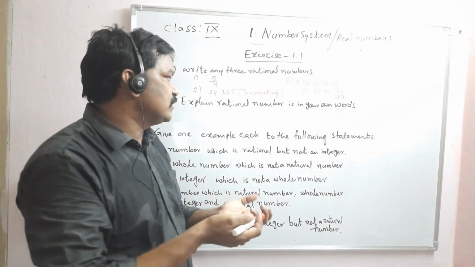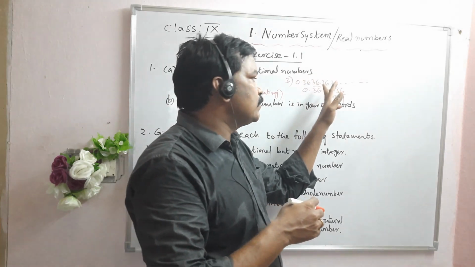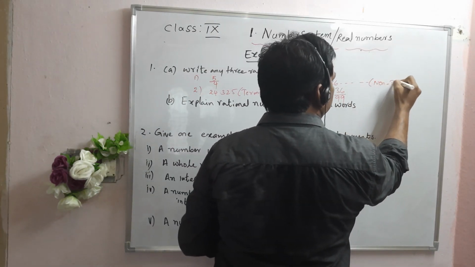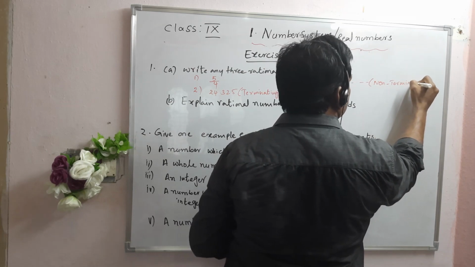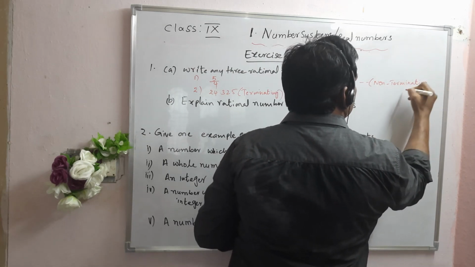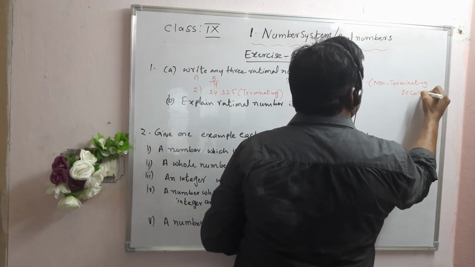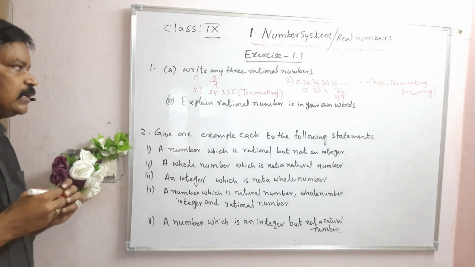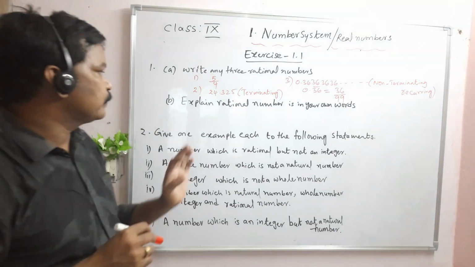24,325 by 1000, right? This is non-terminating, repeating or recurring, right? Second one, B. In first set, B.